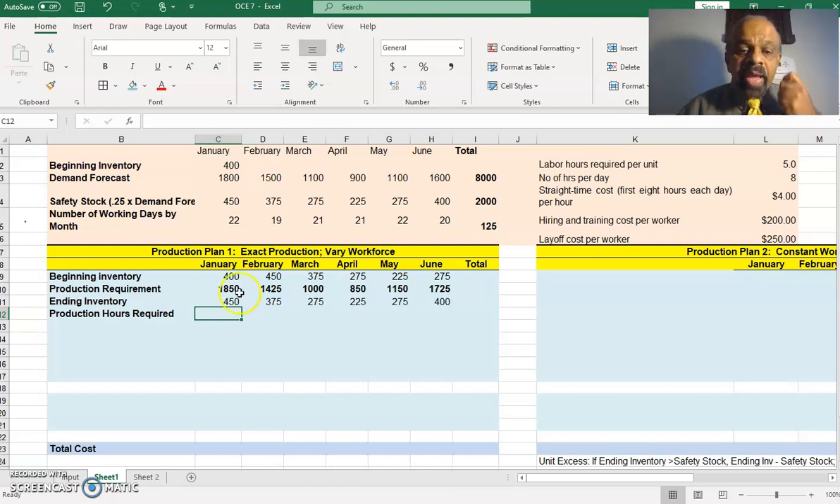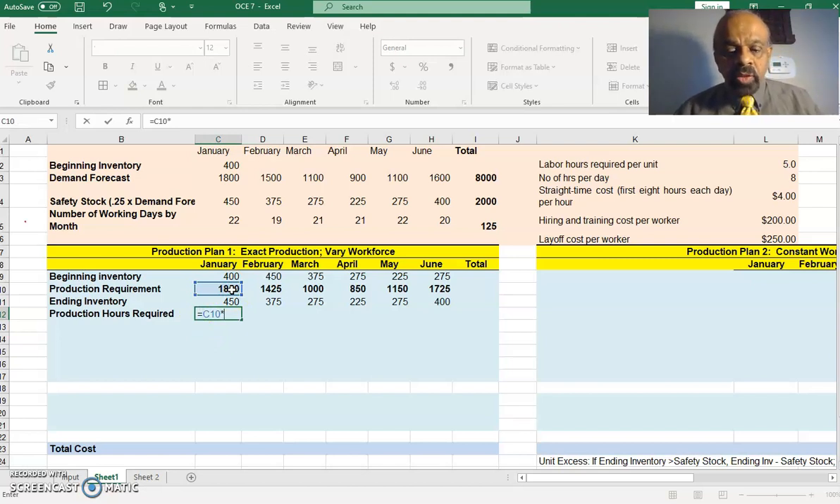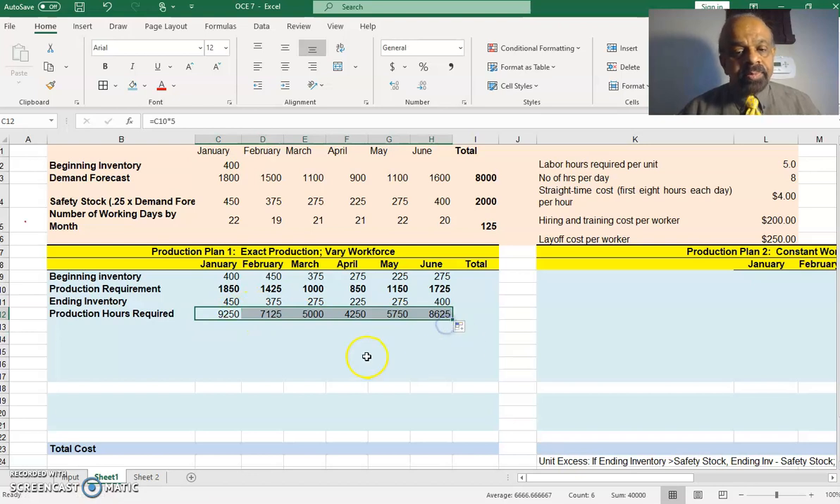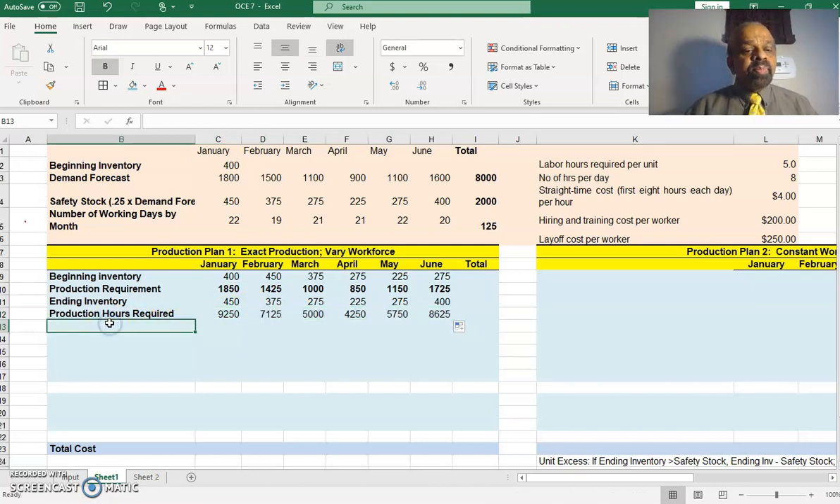So if I want to make 1850, what is my number of labor hours? 1850 times this 5, and that is going to be 9250. Let's copy and paste all that. So this is my production hours required.